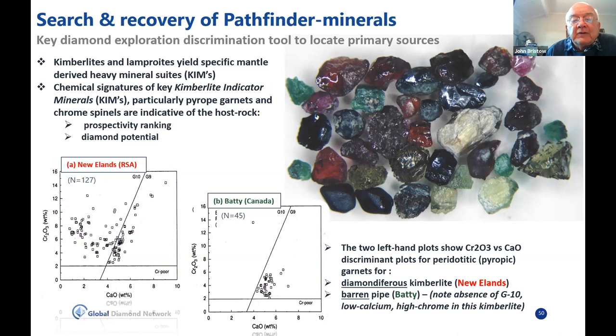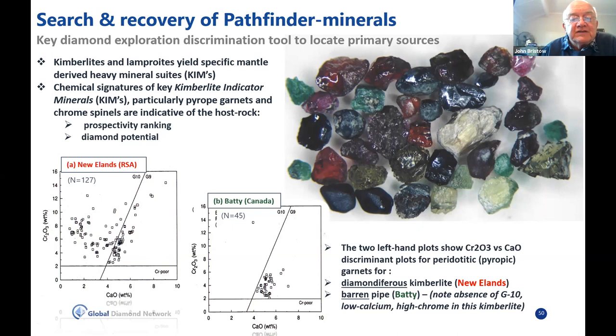And again, we have a whole series of tools. If we do microprobe analyses of, for example, the garnets, these red minerals, which are probably 2 to 3 millimeters in size here, we can do a very simple plot of garnets from known diamondiferous kimberlites. Here we've plotted the chrome oxide, Cr2O3, versus the calcium composition of those red garnets. And if we take localities such as New Elands, which is a diamondiferous pipe, you'll see it has a very distinct pattern of garnet chemistry, as we call it. And there are a lot of garnets which are characterized by high chrome but low calcium. On the other hand, if we go and look at a kimberlite pipe which has no diamonds or very few diamonds, this is Batty.